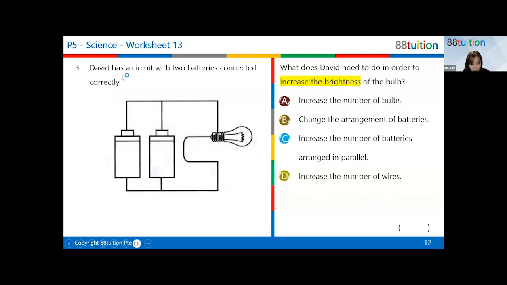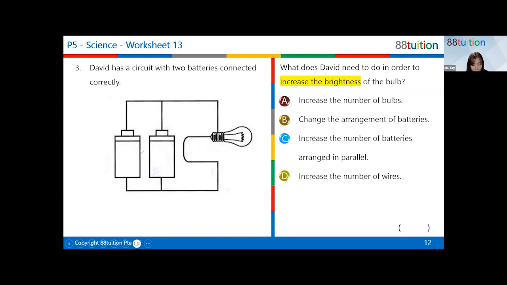Right, next one. David has this circuit now. Again, see, must be from Catholic. Xander, maybe this question is from your school. One of the years lah. Maybe not last year. Okay, maybe not this year, but it might come out again, Xander.